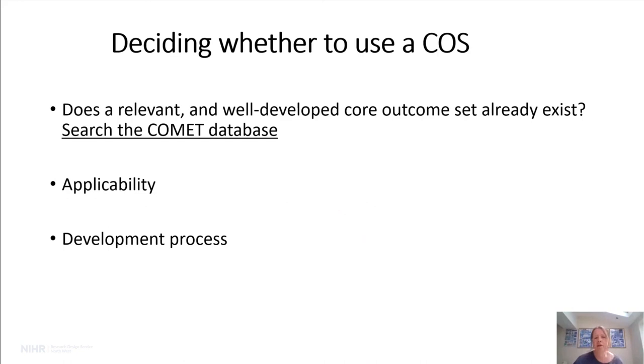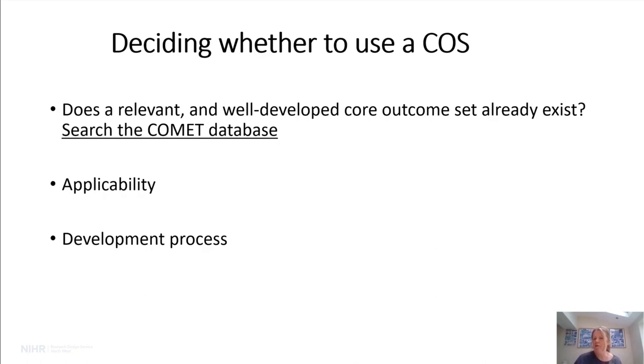So there are two elements to think about. One is the applicability: what is the scope of the core outcome set you've found, and what's the scope of the study you want to do? And then how is the core outcome set being developed? You've seen that there are 11 standards. You've seen that there's a variety of different ways that people can develop them. It is not the case that you should treat all of the core outcome sets in the COMET database equally.